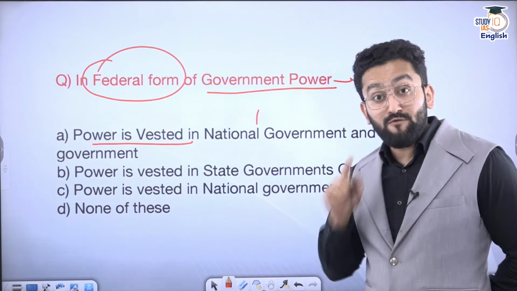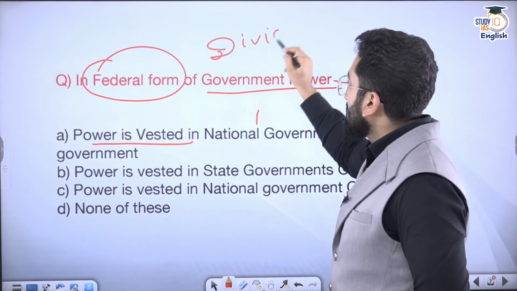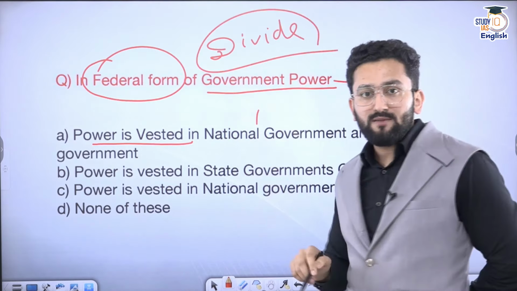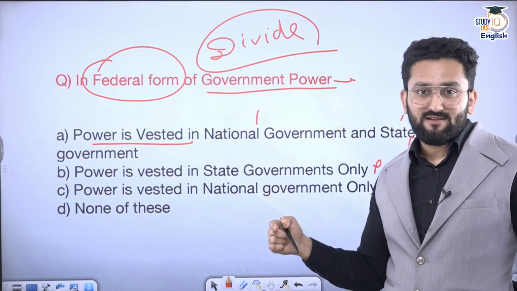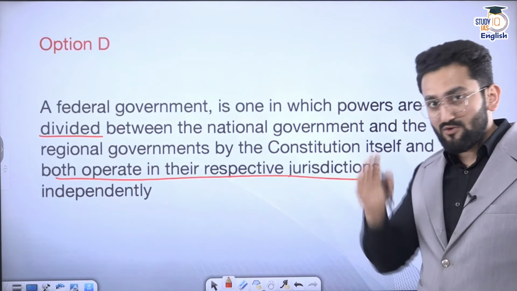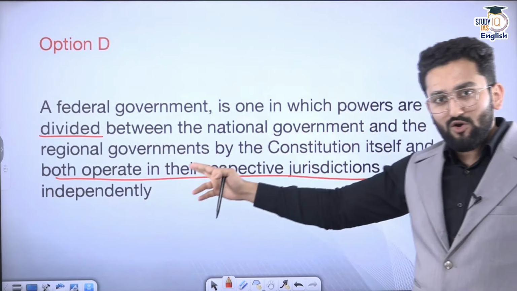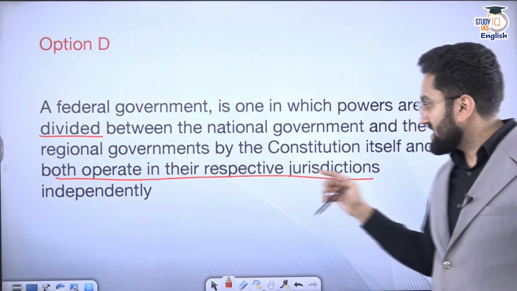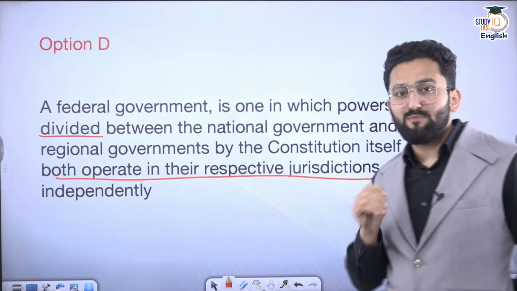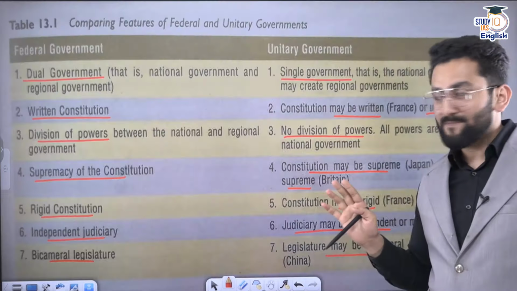No. For federal form of government, there should be mention of the word divide, meaning division of power between center and state. Okay, these details you need to be clear about. So power is divided between national government and regional government, and both, since they have a clear division of power, can operate in their respective jurisdictions independently. Okay, I hope now you're not going to commit this mistake.